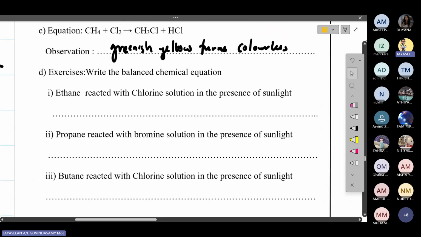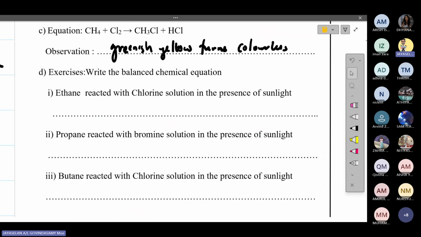Okay, ethane. I do ethane, propane you do. What is the general formula of alkane? CnH2n+2. Ethane, n is 2, so C2H, 4 plus 2, 6, C2H6. Reacted with chlorine. Don't write it like this, that is wrong. Chlorine exists as Cl2. So this reaction is known as what reaction? Substitution. Condition: sunlight or UV light. Greenish yellow turns colorless. All this must be in your head.